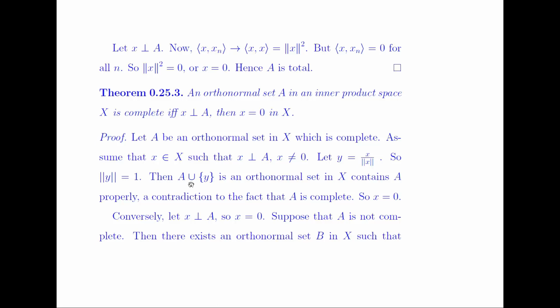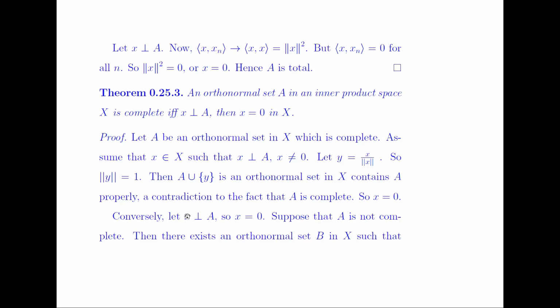Then A union y is an orthonormal set in X which contains A properly, and this is a contradiction to the fact that A is complete. So we can say that our assumption that x is non-zero is not true. So we have x is equal to 0.